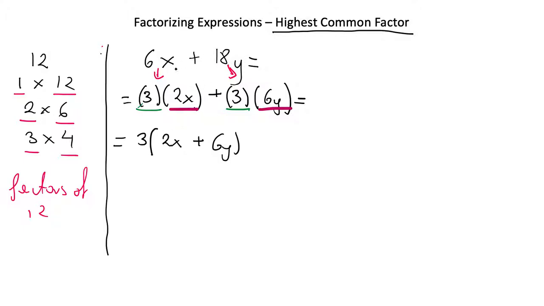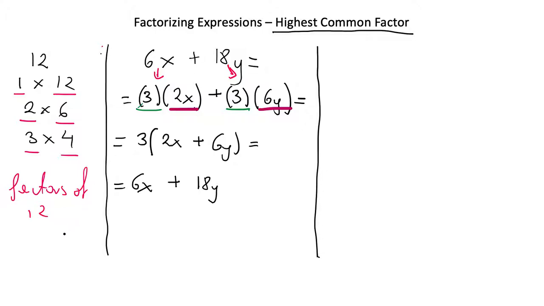I can check that this is my factorized expression by multiplying, or by expanding this expression out of the bracket. So 3 times 2x is the same as 6x, 3 times 6y is the same as 18y, and I ended up with the same thing as I started. So that's how I factorize by highest common factor.